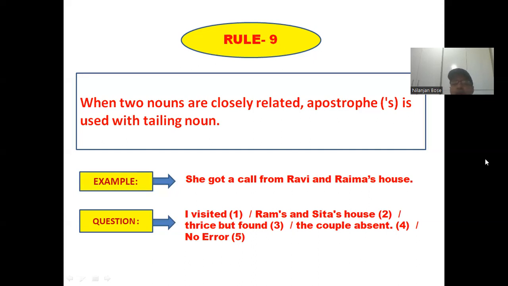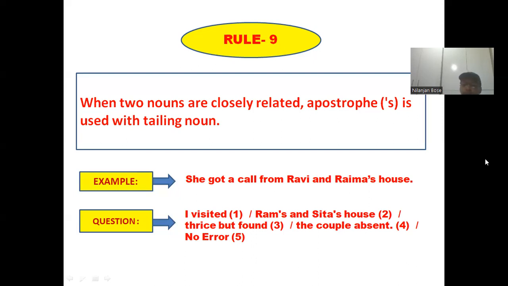I visited Ram's and Sita's house thrice, but found the couple absent. As it is already mentioned that Ram and Sita are to be considered as a couple, then definitely they will be residing in the same house. So in that case, the apostrophe s will be on the second one, that is the tailing one. Okay, fine. So in this case, according to the question, the second part is to be considered as the error part. Why? Because Ram's and Sita's, it's wrong. It should be Ram and Sita's.